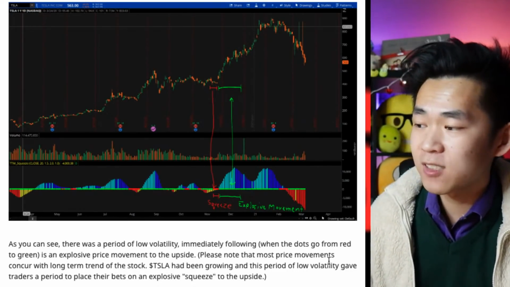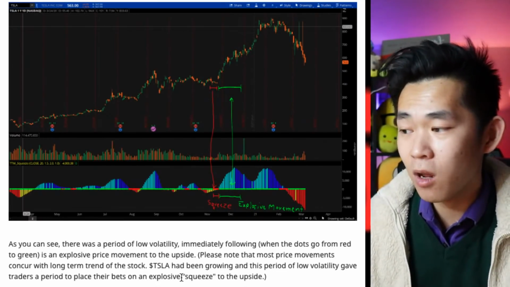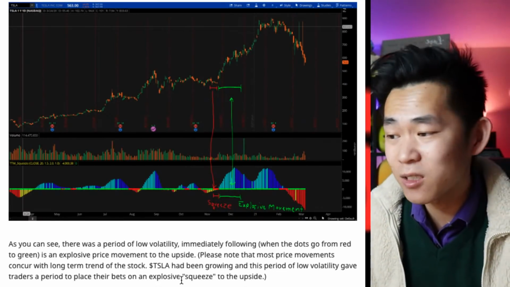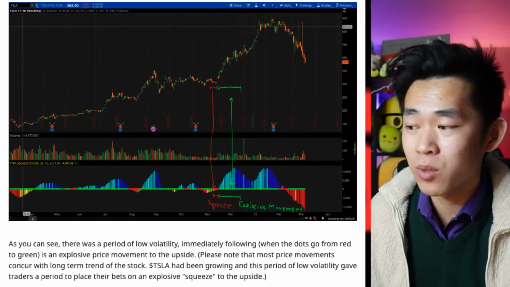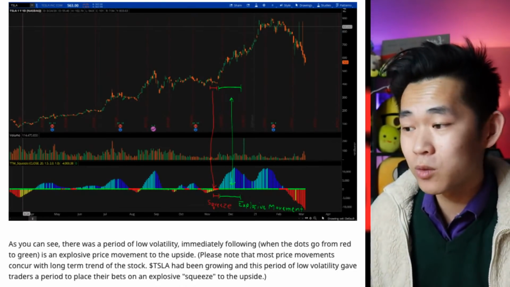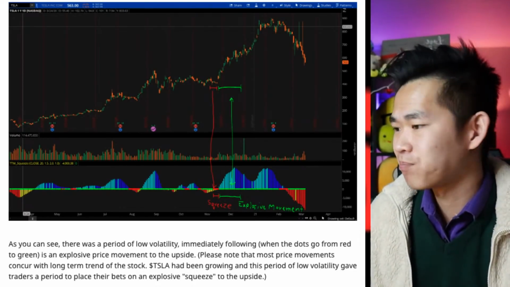Please note that most price movements occur with the long-term trend of the stock. Tesla had been growing, and this period of low volatility gave traders a period to place their bets on an explosive squeeze to the upside.